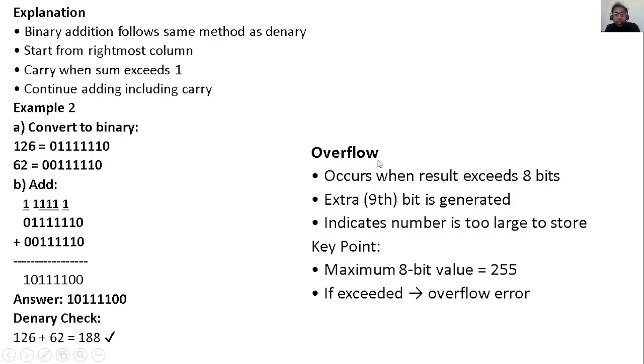Okay, there is another thing that we call overflow. It occurs when the result exceeds 8 bits. At this moment, our result is within 8 bits. If it exceeds 8 bits, then an extra 9th bit is generated. That will be considered overflow because that bit is too large. Key point: the maximum 8-bit value is 255. If any value is greater than 255, for example 256, it will need 9 bits, so that will cause an overflow error if our system is 8 bits.